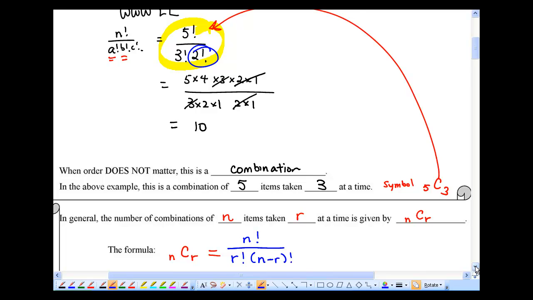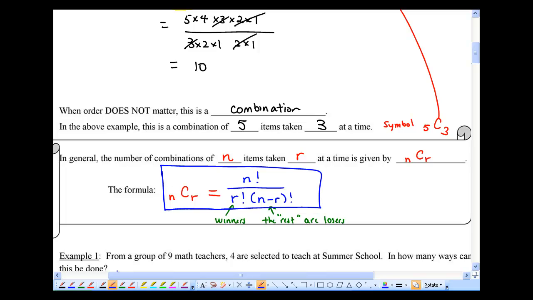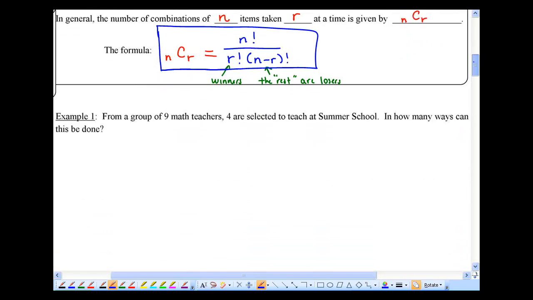Okay? Right? So think of it as this. These are the winners, right? There are winners, and the rest are losers. Okay? And the number of winners plus the number of losers must equal the number of people, n. So, here's the big formula for today for the combination. nCr is equal to n factorial all over r factorial times n minus r factorial. Okay? Got that? And you're well on your way.